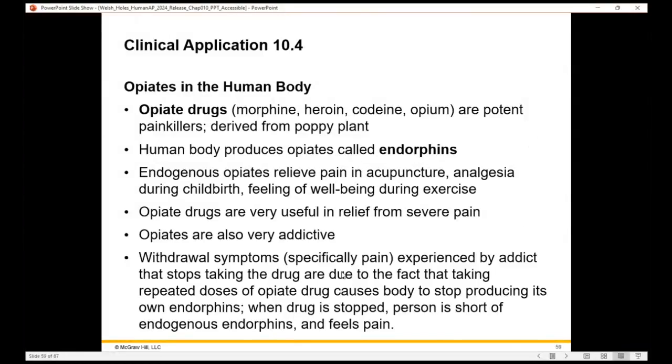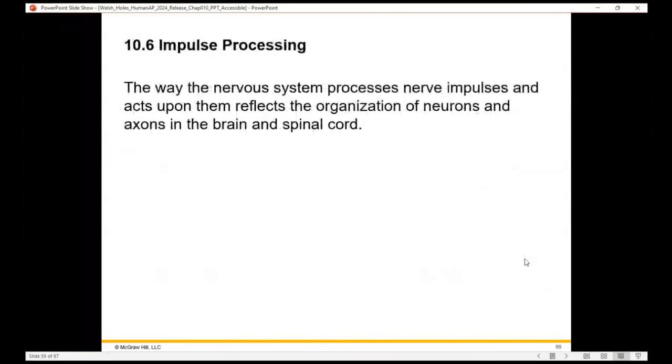Withdrawal symptoms, specifically pain, are experienced by addicts that stop taking the drugs, and it's due to the fact that taking repeated doses of opiate drugs causes the body to stop producing its own endorphins. When the drug is stopped, the person is short of endogenous endorphins and therefore feels pain.